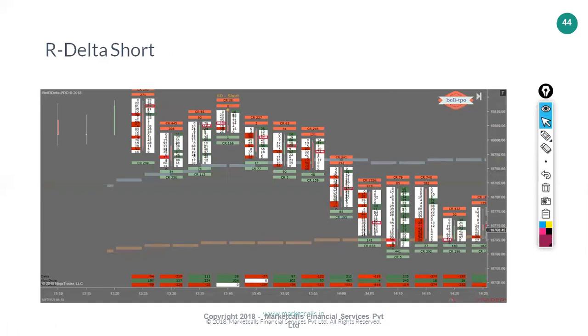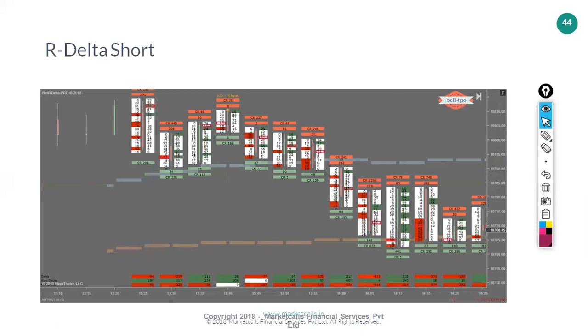Also, does R Delta work on any other order flow? I showed you in Lupin. I showed you in Reliance. No, I'm not asking about the chart stock. I'm asking about the tool-wise. Other than Build TPO, does R Delta work on any other order flow?